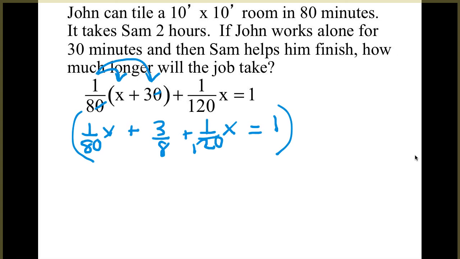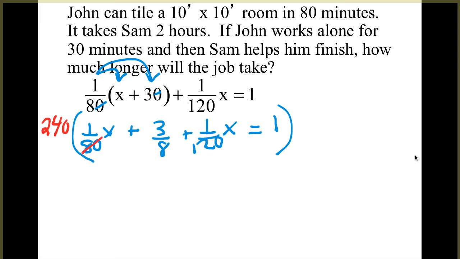Now to clear the denominator, we're going to have to multiply. The least common denominator would be 240. I'm starting with the 120. 120, all three don't go into. But when I double 120, 240, they all three go into it. So that's how I chose 240.